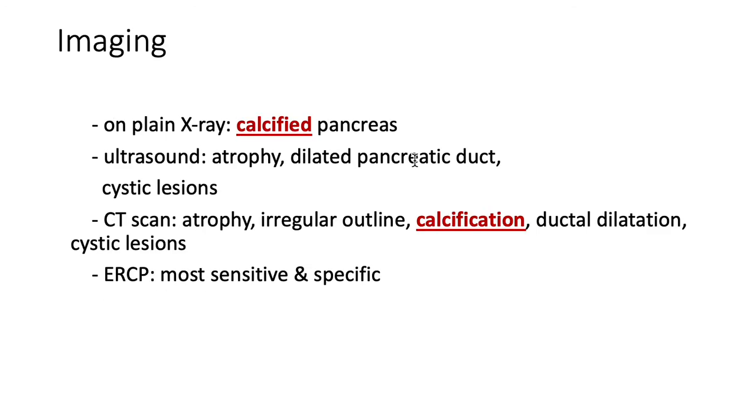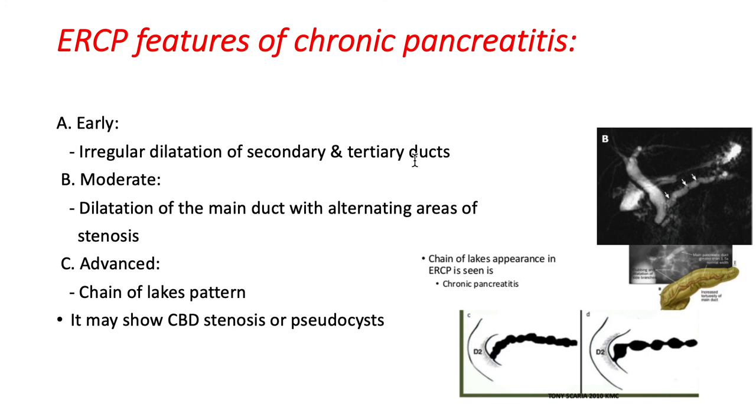On imaging, you can see the calcifications through plain X-ray, and also you can see it on CT scan, as we saw before. Okay? And also you can diagnose chronic pancreatitis with ERCP. So here we talked about the fibrosis around the pancreatic duct and how it appears on the ERCP. Okay? So there is stenosis all along the pancreatic duct.